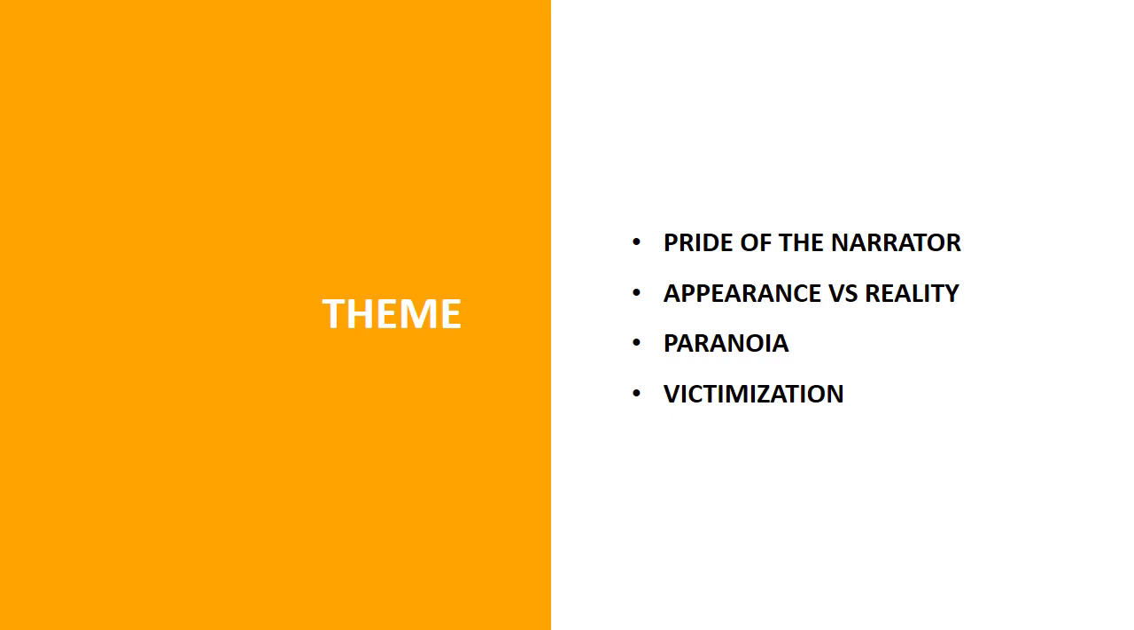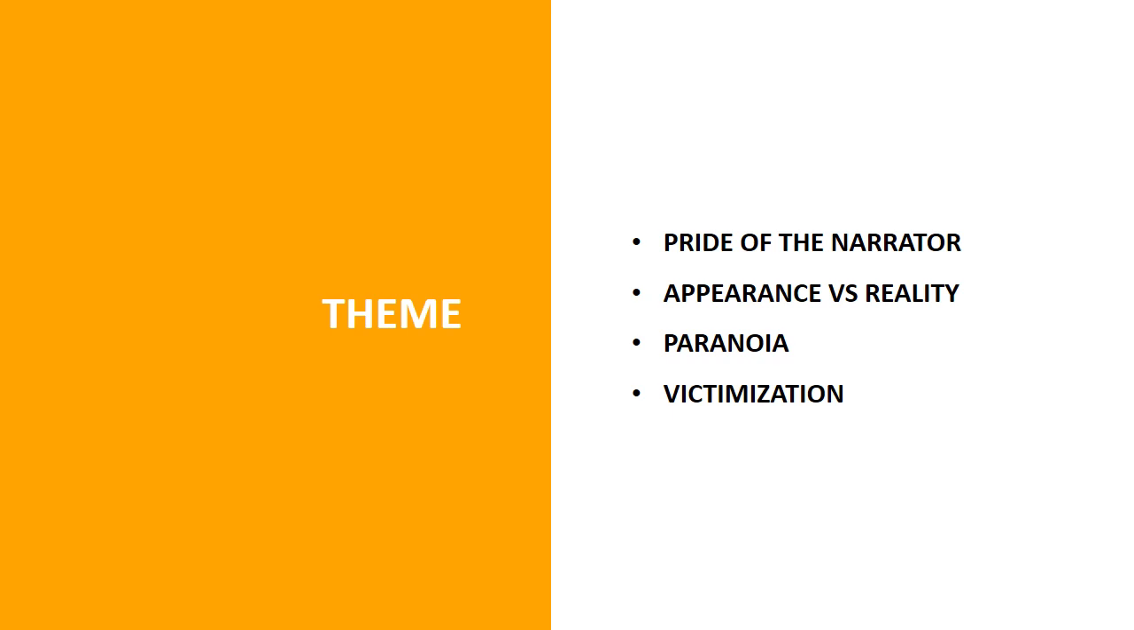Number 2. Appearance versus reality. The narrator is paying close attention to the behavior of his friends, and his interpretation of their good spirits is that they must be up to something. The reality of the situation is not really available to us as readers.